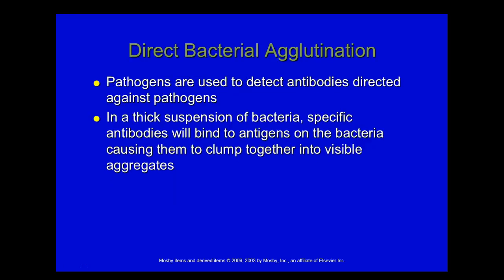We also have direct bacterial agglutination. This is where pathogens are used to detect antibodies directed against pathogens. So for example, if they're in the microbiology department and they have some bacteria growing and they're not sure if it's a staph or a strep, they can use staph-coated or latex antibodies, latex and antibodies stuck together, and add the staph or strep that they are not sure what it is. And if it does agglutinate, then you know that it would be staph that's present because that's the antibody connected to the latex.